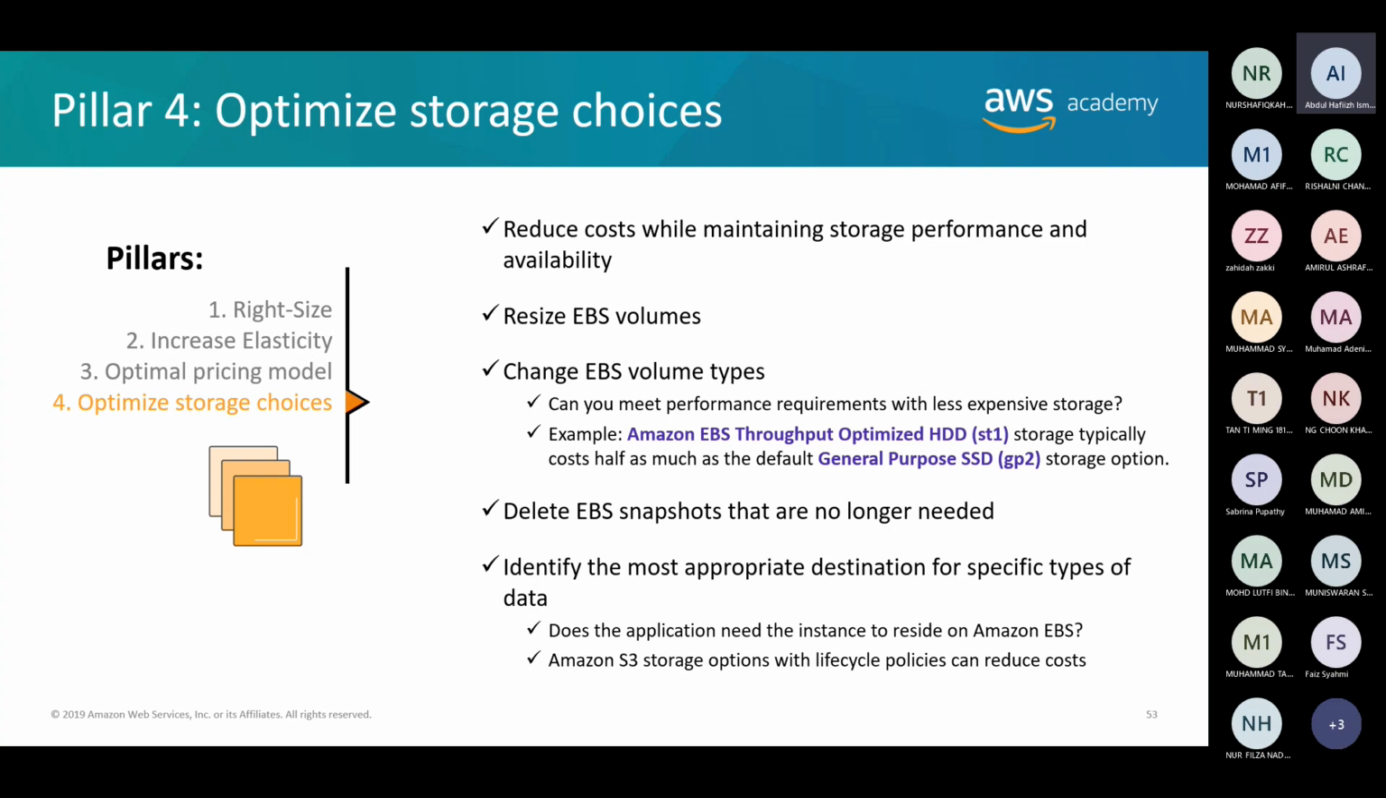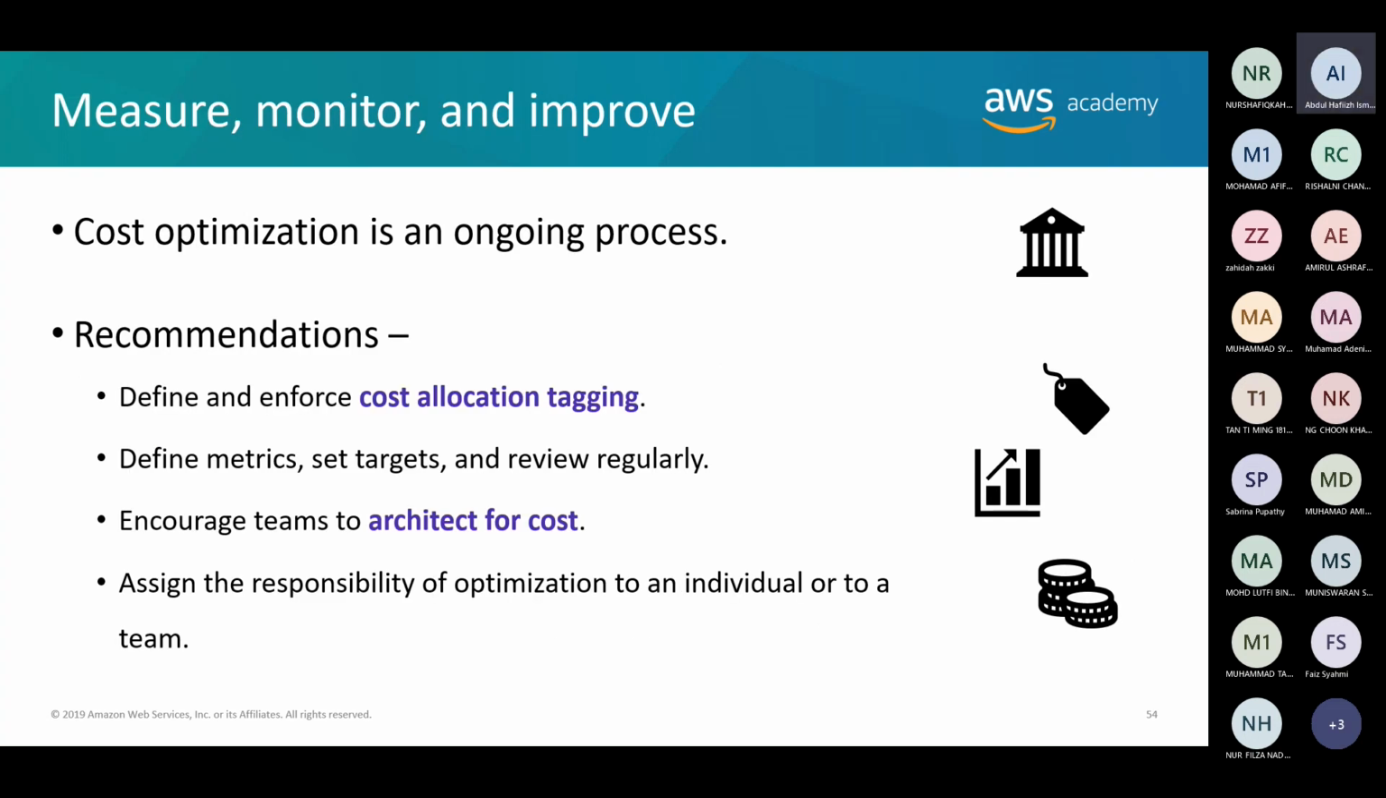So and then identify the most appropriate destination for specific types of data. Sometimes, does the data need to stay in EBS? Sometimes the Amazon S3 storage option is cheaper, instead of putting it in EBS. So we have to choose that storage option carefully. If it's done correctly, of course, optimization is not a one-time process that a customer completes. Instead, by routinely measuring and analyzing your system, you can continually improve and adjust your cost.